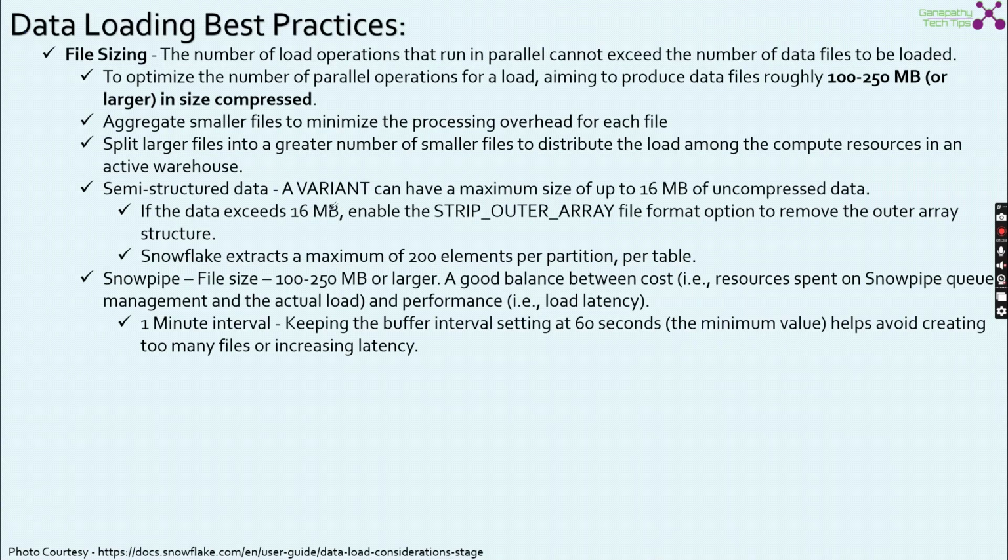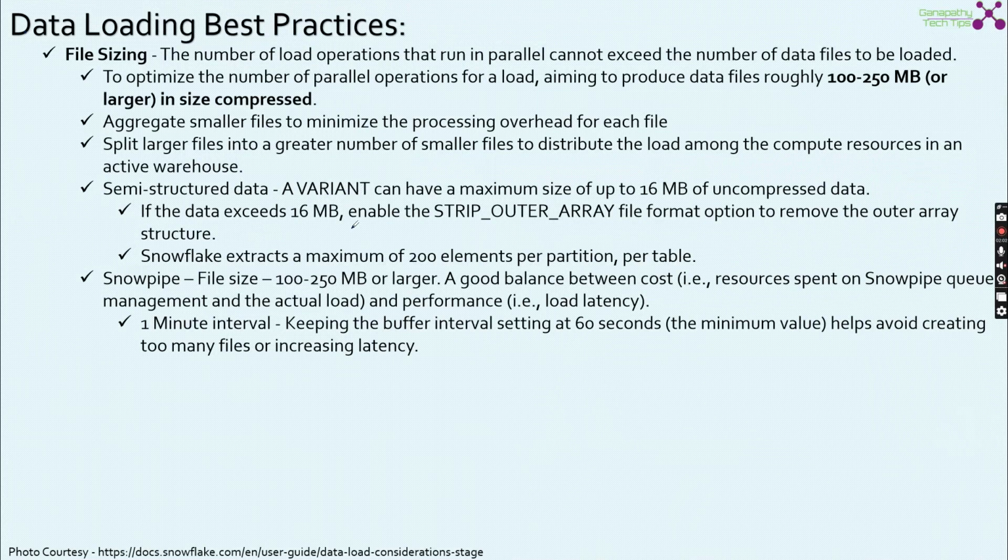For semi-structured data, there is a caveat. A variant is a column which allows semi-structured data to be loaded into it. So if you want to load JSON data into Snowflake, then variant is the ideal data type. But variant has a maximum size of 16 MB for uncompressed data. So 16 MB is the maximum file size for variant.